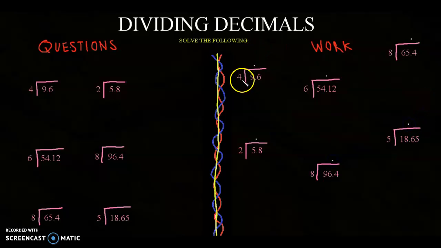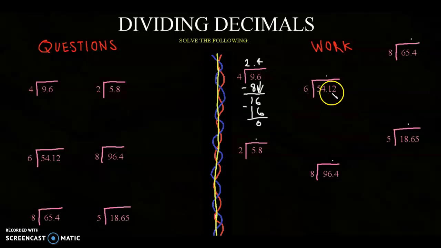Okay, now how many times does 4 go into 9? Yeah, 2 times. 4 times 2 is? 8. And subtract, you get 1. And bring down the 6. 16. Yeah. And there is 4. So our answer is? 2.4. Correct.